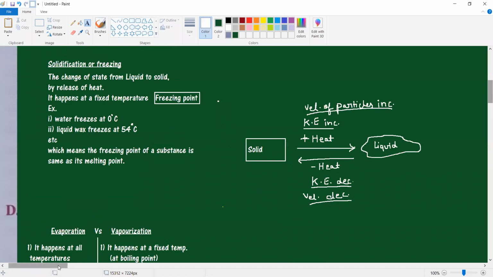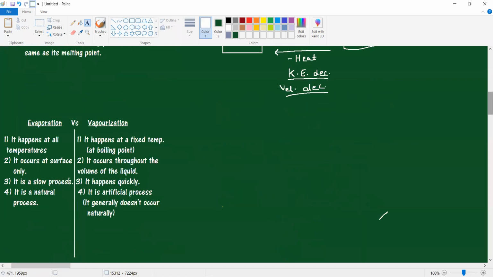Now, let's move on to the topic we discussed in the previous class also, evaporation and vaporization. Evaporation happens at all temperatures, but boiling happens at a fixed temperature. Evaporation occurs at the surface only, from the surface that is exposed to the air, the atmosphere. From there only evaporation happens. But boiling takes place throughout the volume. Similarly, evaporation is a slow and natural process, while boiling is a quick and artificial process, meaning it doesn't occur naturally.